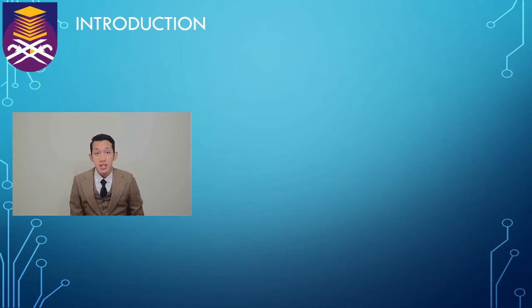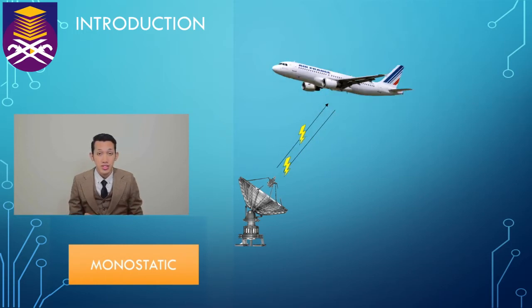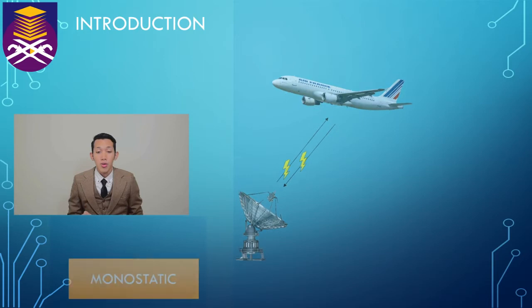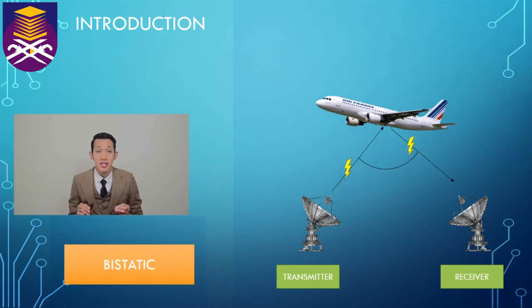Radar divides into two parts, which are monostatic and bistatic. For monostatic, the transmitter and the receiver are at one place. For bistatic, the transmitter and the receiver are at different places, as you can see in the figure.